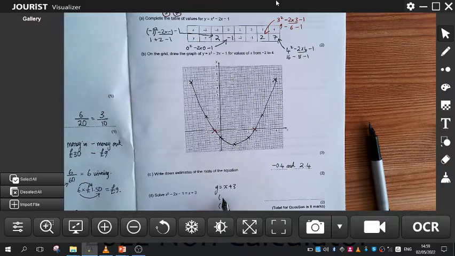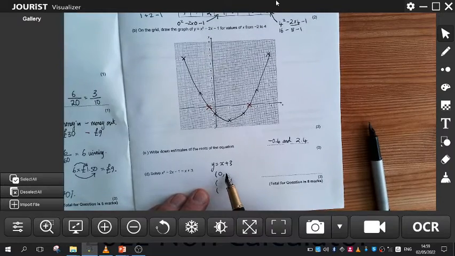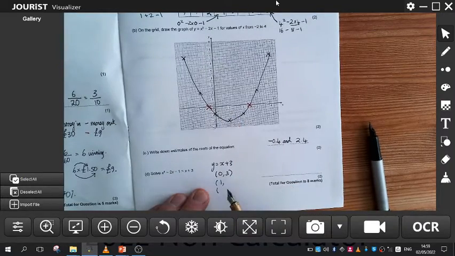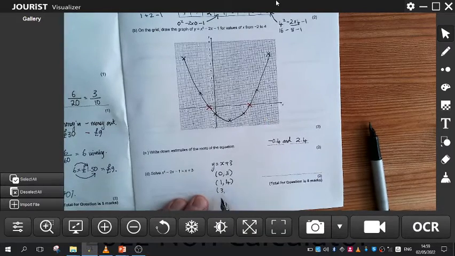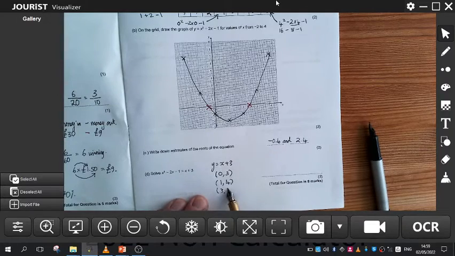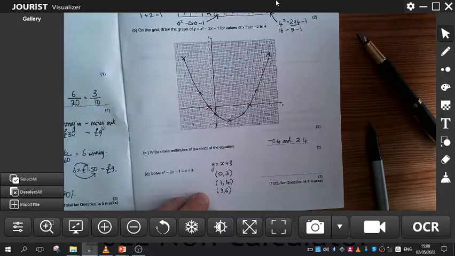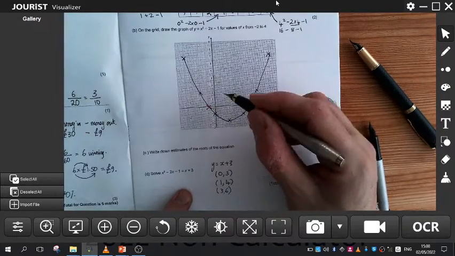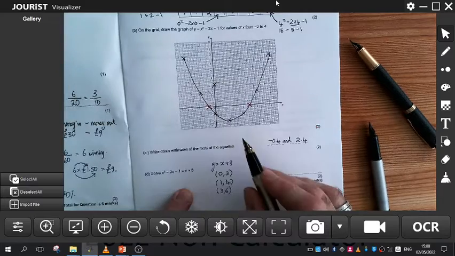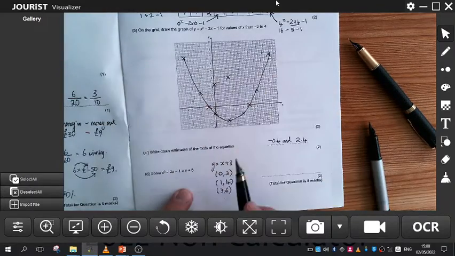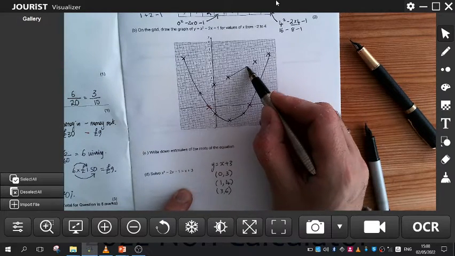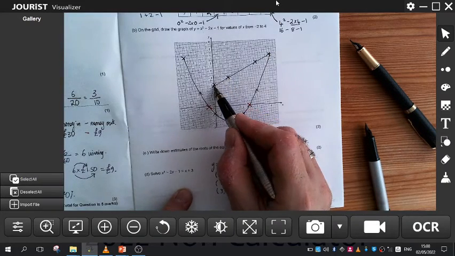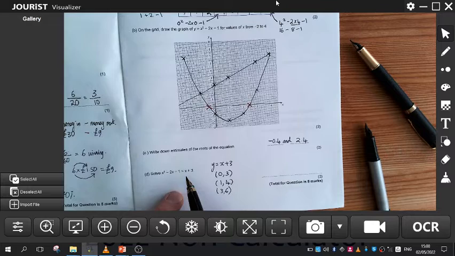If x is, let's choose nothing, y is nothing plus 3. If x was 1, y would be 1 plus 3. If x is 3, I'm just choosing these randomly, y is 3 plus 3. And I can plot those points. We've got 0, 3, 1, 4, 3 comma 6. I can see I've done it right because they're making a lovely straight line, and I will join those together using my ruler in the exam to form the line y equals x plus 3.